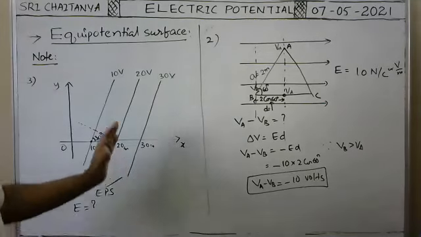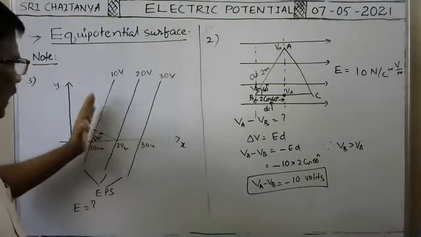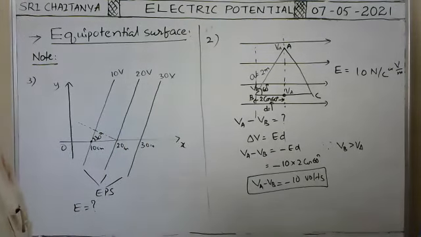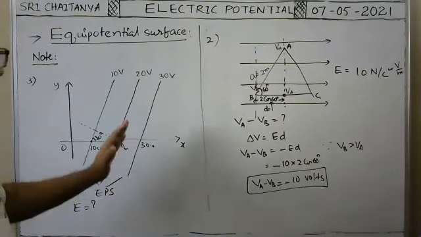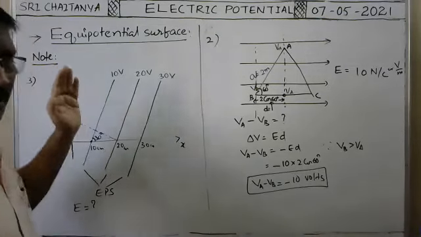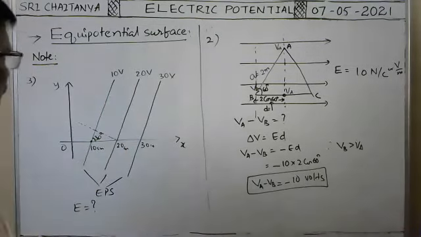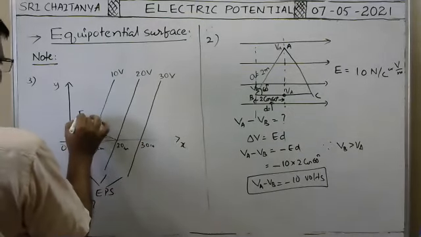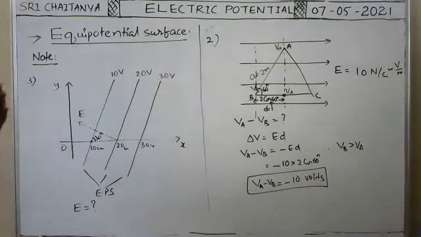From the 20 volt equipotential surface to the 10 volt equipotential surface, or from 10 to 20? In which direction is the intensity of electric field? Higher potential to lower potential only. That is the direction of the electric field. That's why 30 to 20. This is the direction of the intensity of electric field.